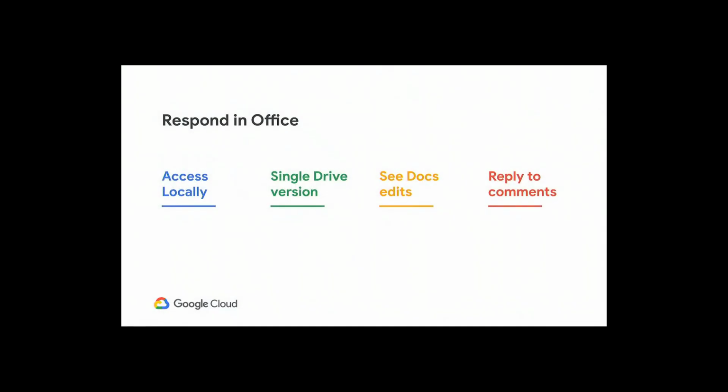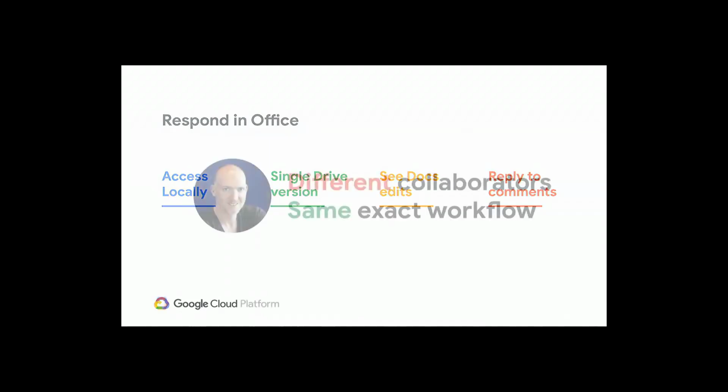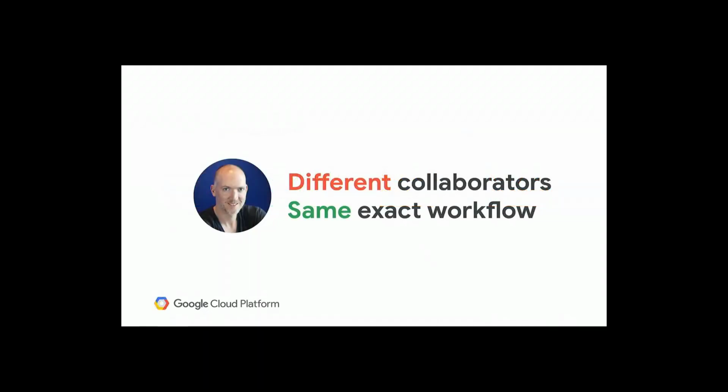All right, so once again here, we saw Trevor's workflow to respond in Office. He was able to access the file locally, only finding one single version in Drive with all the changes, including the changes made by Docs users, and he was able to reply to comments. Once again here, different collaborators, different tools that they would use, doesn't matter for Trevor. Same exact workflow. Now there's more we want to talk about.